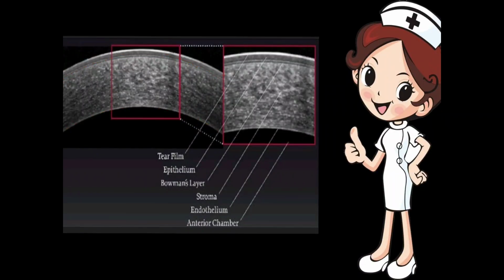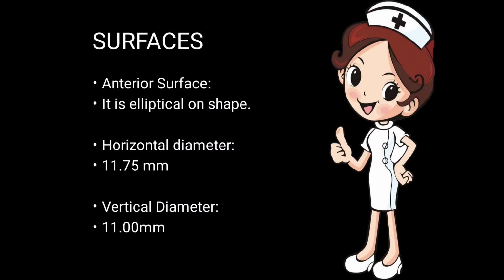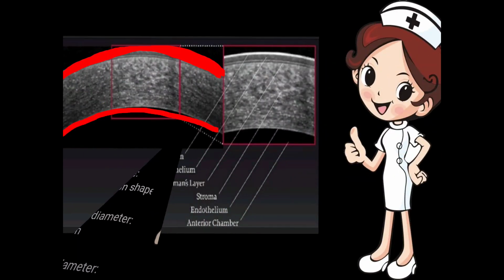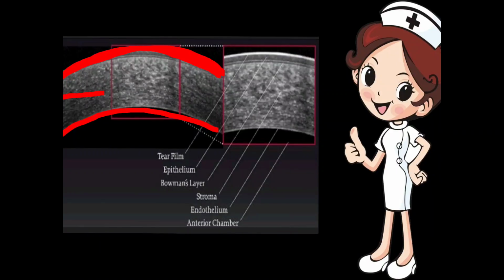Okay, so the anterior surface is elliptical in shape, and its horizontal diameter is 11.75 mm, and the vertical diameter is 11 mm. If you can see the cornea, then this one is the horizontal diameter, which is more, 11.75, and this one is the vertical diameter. If you can see in case of the eye.